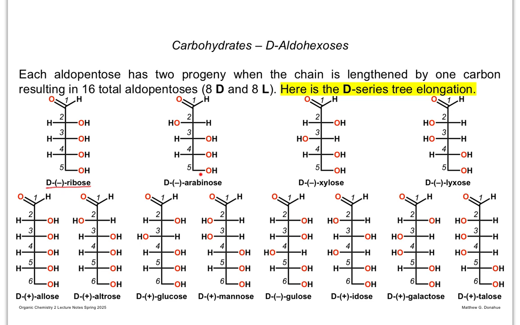Arabinose gives rise to glucose and mannose. Xylose gives gulose and idose. Lyxose, galactose, and talose. So which one of these are you familiar with? So glucose. This is the one I would encourage you to sort of memorize. I remember it as, in the Fisher projection, right, left, right, right.